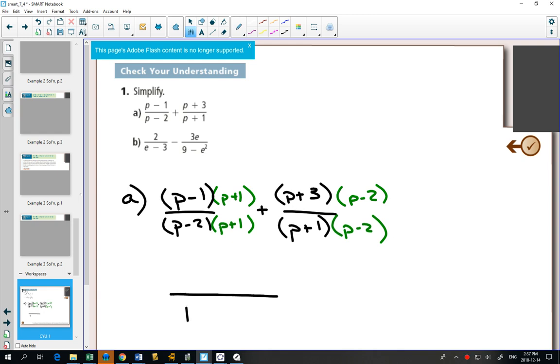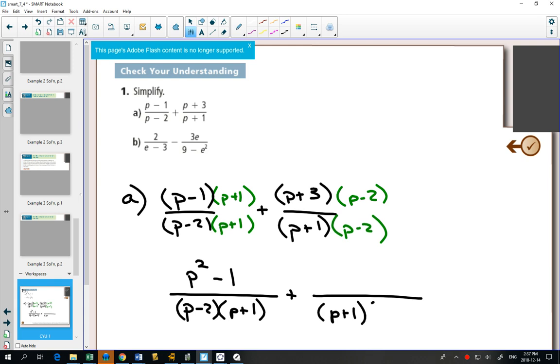So I'm going to get p minus 2 times p plus 1. And on the top, if I multiply that out, I'll get p squared minus 1 plus the second one, p plus 1 and p minus 2. And if I multiply the top out, I will get p squared plus p minus 6.